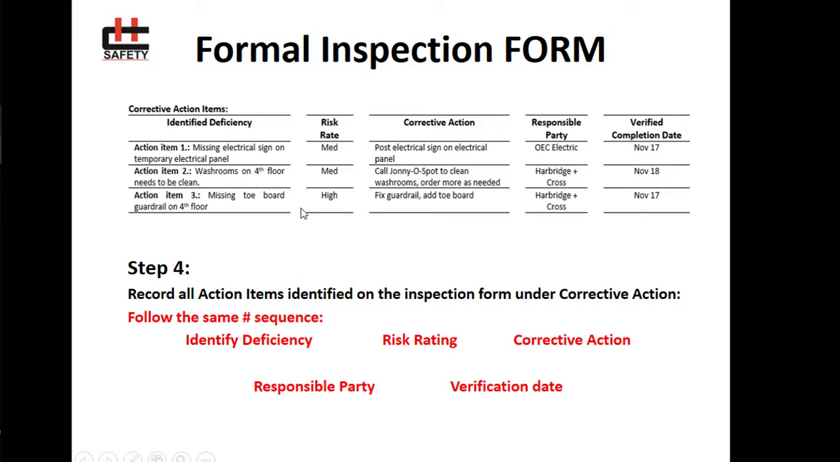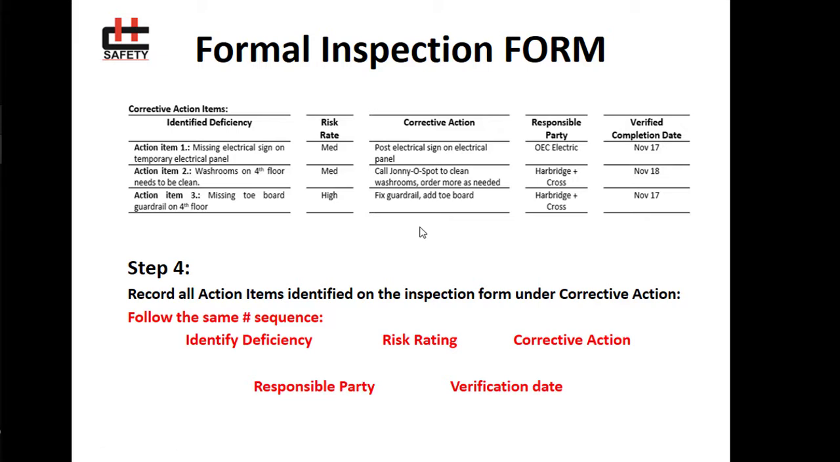As you can see at the end of the inspection form, we've summarized all of the deficiencies identified, beginning with action item 1, action item 2, and action item 3 as we report them on our inspection forms. Once you identify the deficiency, assign the risk rating system. Next, you want to assign the corrective action. How are you closing out these items?